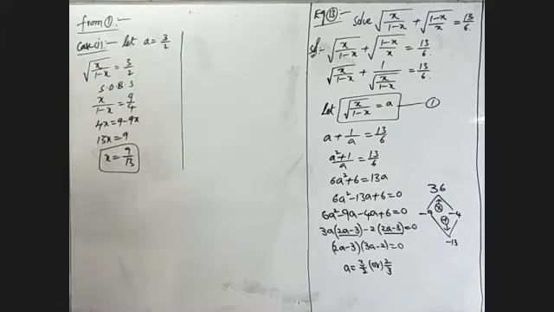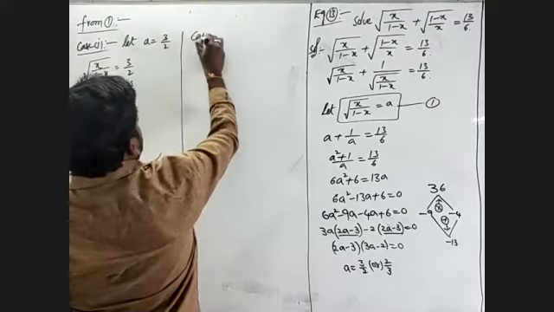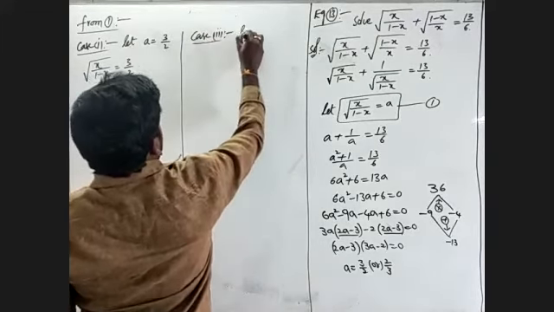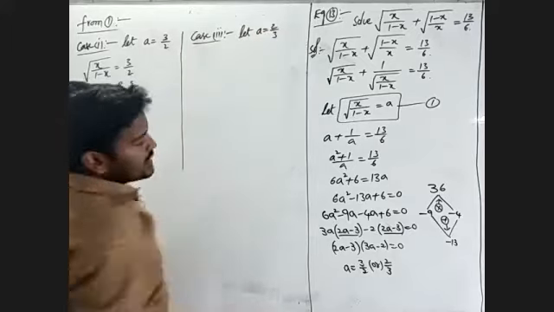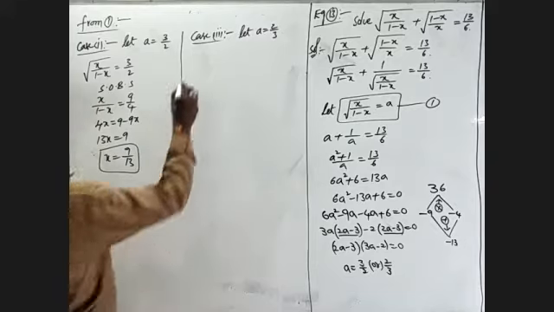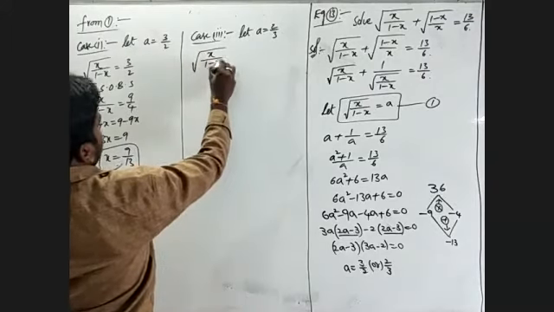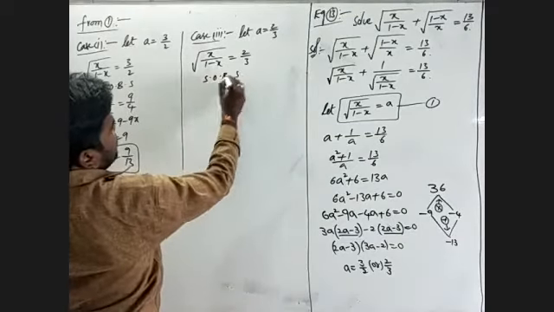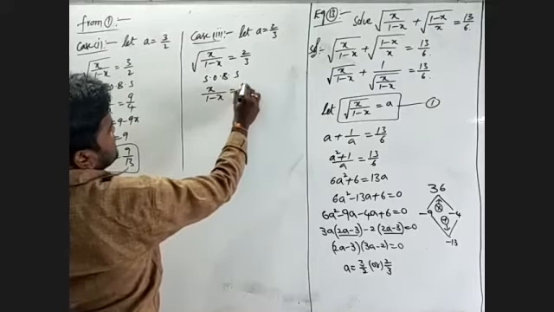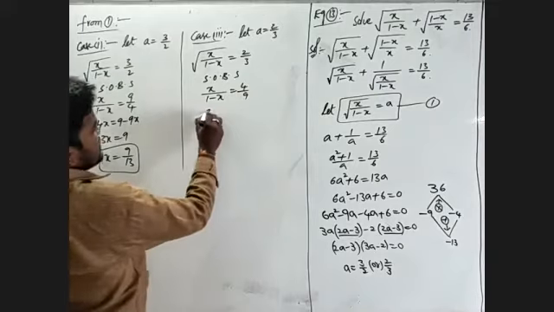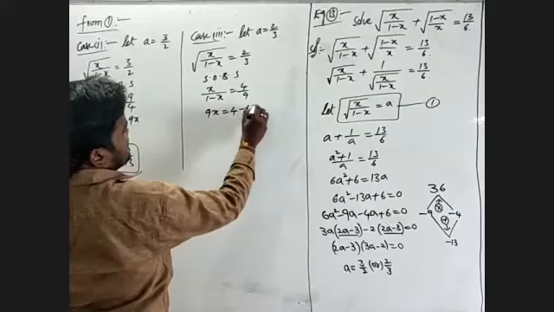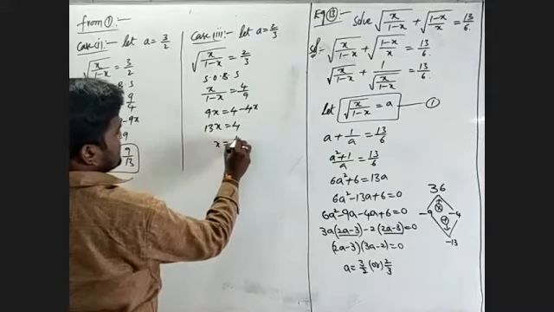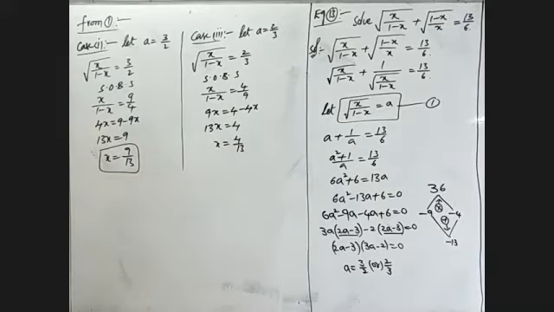Now I am going to case 2. Case 2, that is, let a is equal to 2 by 3. Root of x by 1 minus x is equal to 2 by 3. Here also, squaring on both sides, x by 1 minus x is equal to 4 by 9. By cross multiplication, 9x is equal to 4 minus 4x. This value moves to this side, so 13x is equal to 4, and x is equal to 4 by 13.